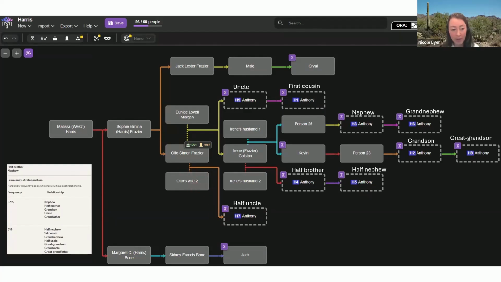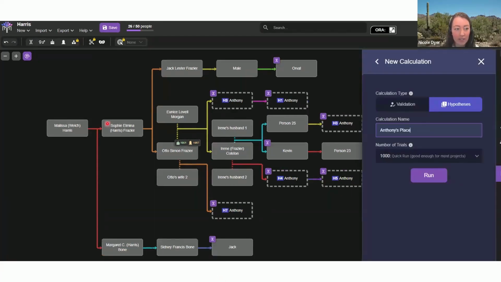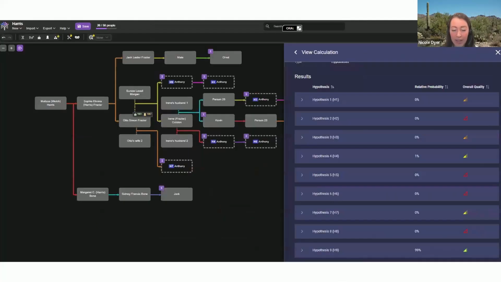After doing that, I had all my hypotheses based on my list, and then I could run a calculation. So go to new, calculation, then change it from validation over to hypothesis calculation. And then I named this one Anthony's Place in the Tree. Since I'm on a free account at Banyan, I can only have one saved calculation at a time, so I took screenshots of them. Then click Run, and here is the results.